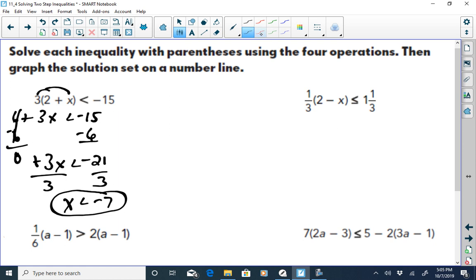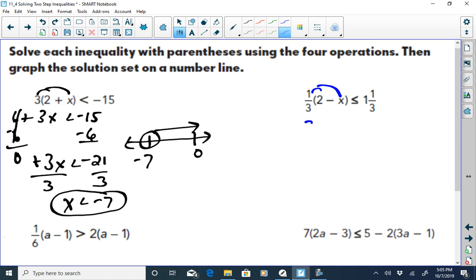It does ask us to graph the solution on a number line. So here's my number line. Here's 0. Negative 7 is to the right of 0. It's an open circle. Arrow's going to go to the right. All right. Next example. Distribute.